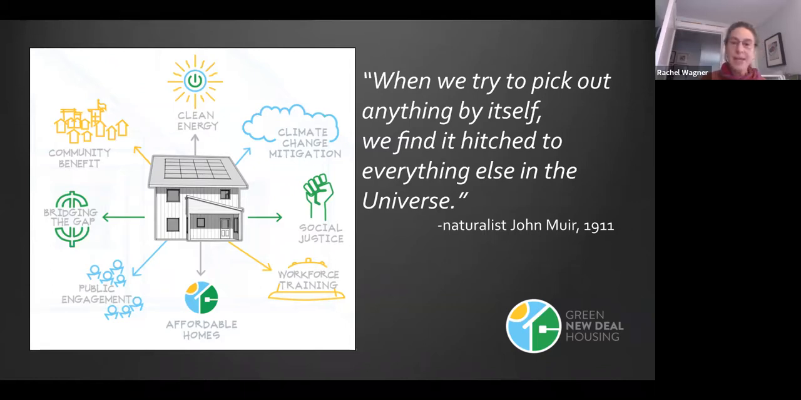So thinking back again to those 17 pieces of sustainable development, and how intersecting and interrelated so many of these issues are, another way of putting it, and the way that we have tried to go about our work with creating this organization, Green New Deal Housing, is with the words of naturalist John Muir: "When we try to pick out anything by itself, we find it hitched to everything else in the universe."